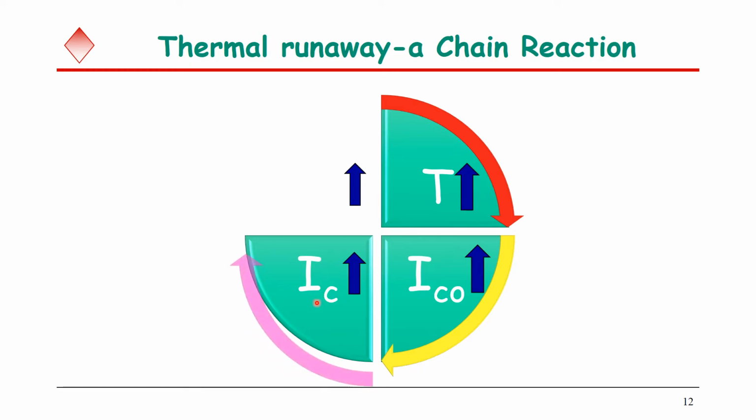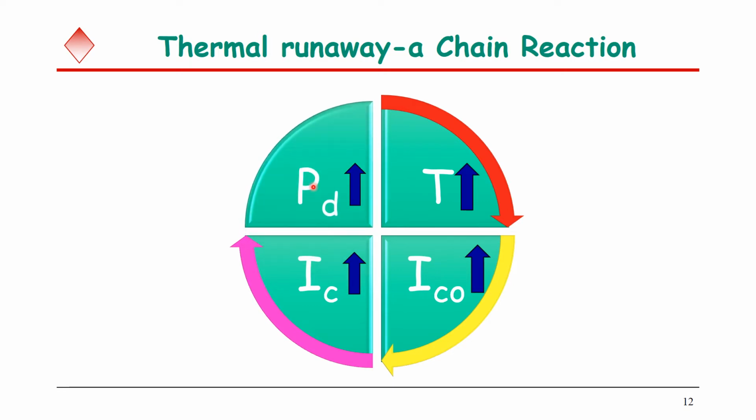And if this IC is increased, it results in power dissipation at the collector junction. We know the power is dissipated in the form of heat. If this power dissipation is increased, obviously more heat will be produced. Because of the heat, the temperature will increase again, and this cycle is repeated. That's why thermal runaway is referred to as a chain reaction.